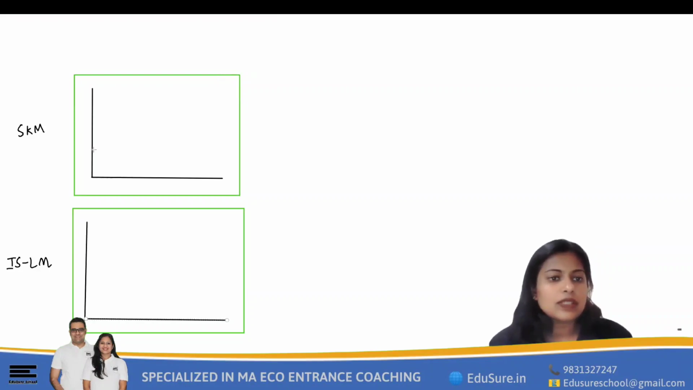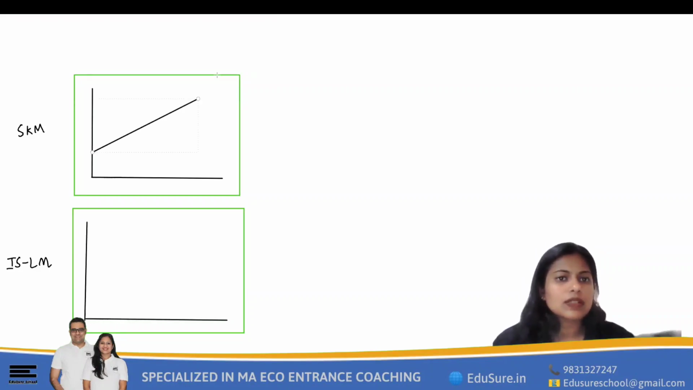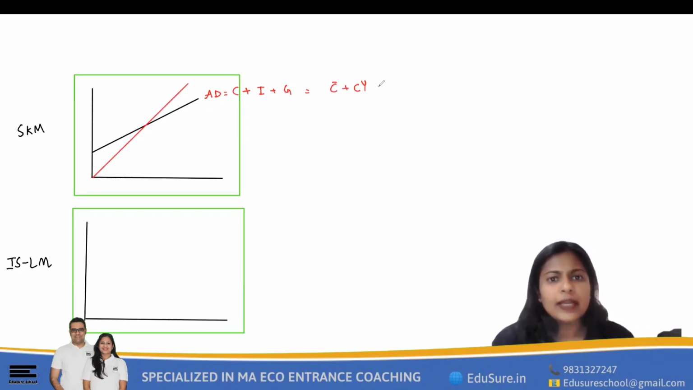Okay, so this is the curve for SKM, and this is the other curve in SKM. So this was the demand curve, the aggregate demand curve, which was represented by C plus I plus G. And this opened up to C bar plus small c into Y plus I plus G.